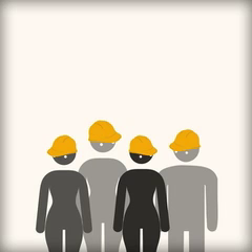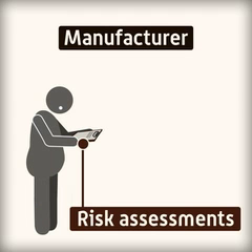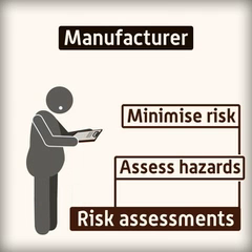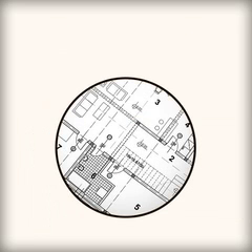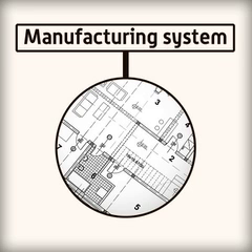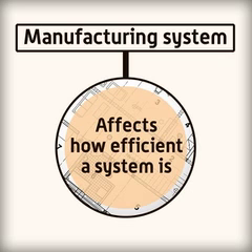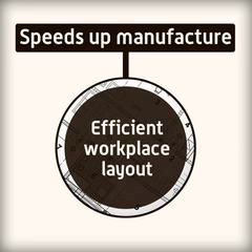Workers should follow health and safety guidelines and procedures in their everyday routines to minimise the chance of accidents. In turn, the manufacturer should carry out risk assessments to assess hazards and minimise the risk to workers. The layout of the factory and the areas within it is the most important part of the manufacturing system, as this can affect how efficient a system is. The efficient workplace layout speeds up manufacture.